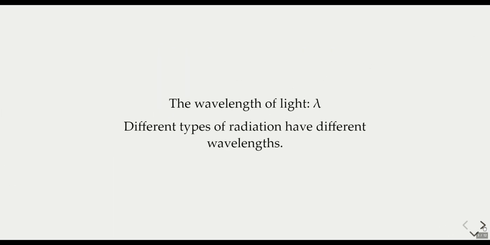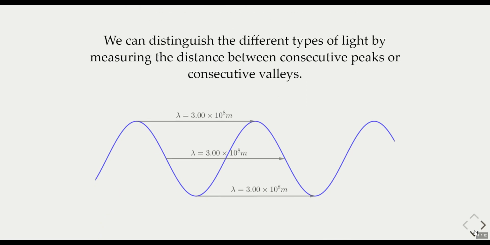Alright, so let's have a look at it, getting used to the symbols. First of all, the symbol for wavelength is lambda. It's just the Greek letter, like a lowercase l. And different types of radiation have different wavelengths. So as you know, radio waves, for example, are different than ultraviolet rays or infrared rays.